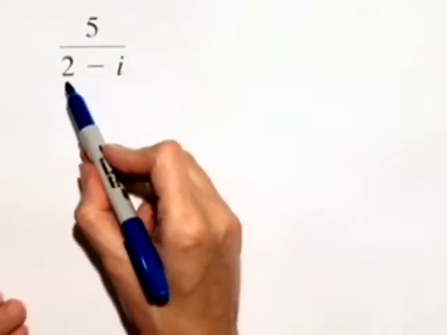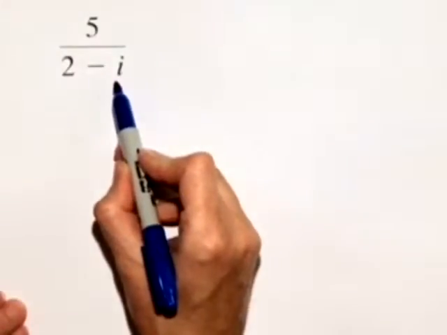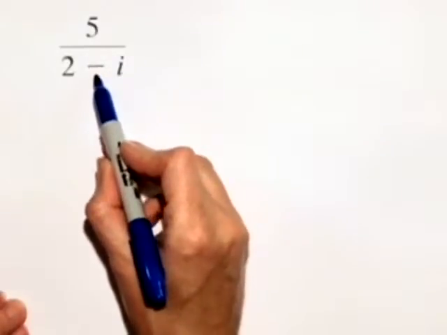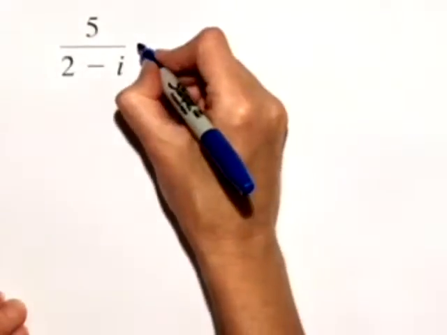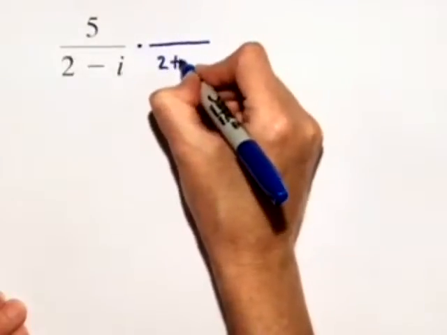And the complex conjugate looks just like this complex number, 2 minus i, with one exception. We change the sign in the middle, the sign in front of the i. So the conjugate of 2 minus i is going to be 2 plus i.